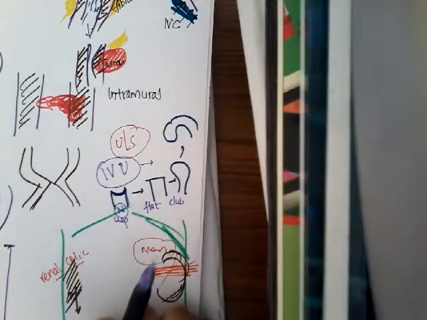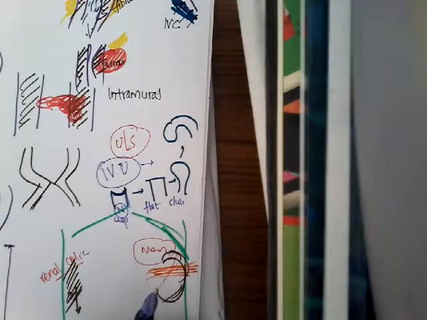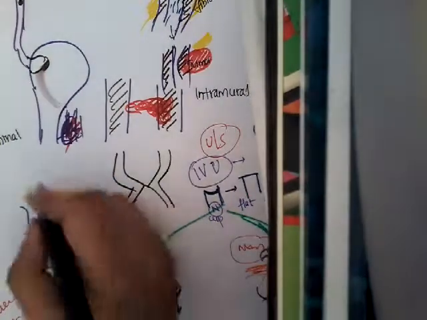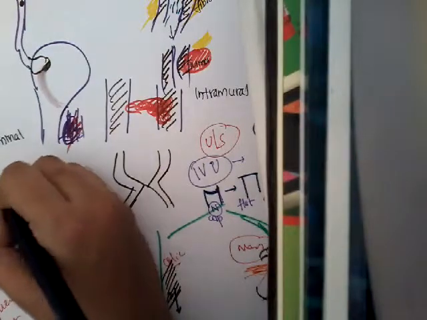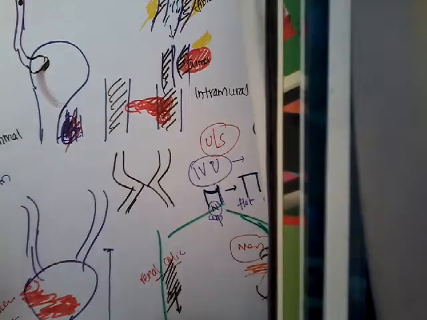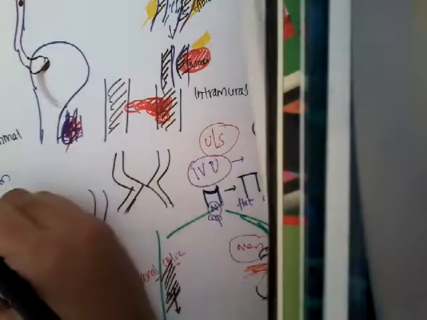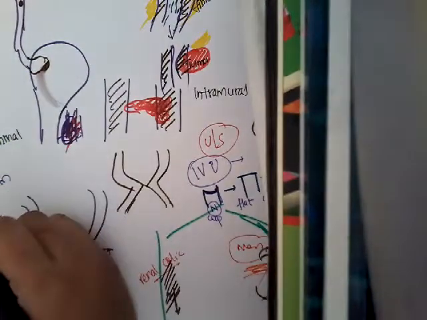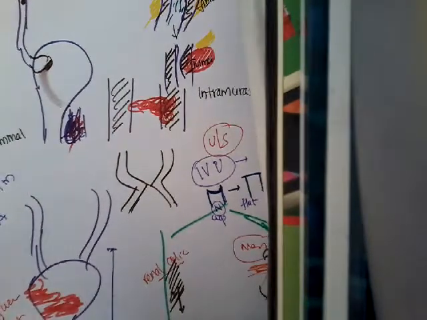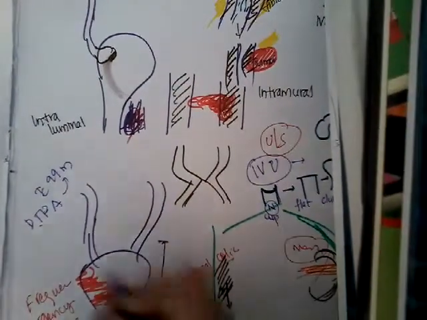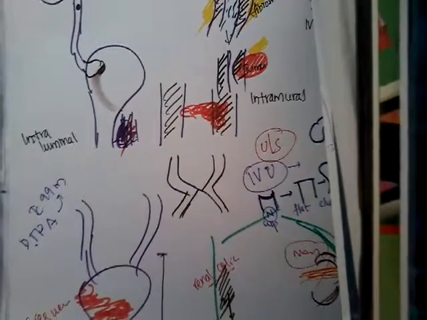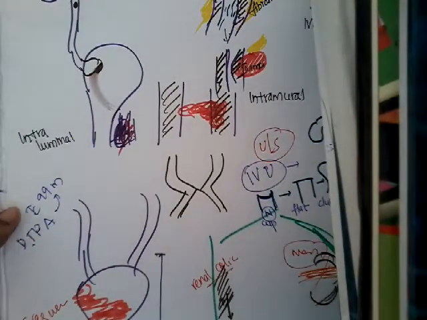And then you can also do isotope renography. Here we give an isotope labeled with technetium 99m. Mostly we give DTPA, which is diethylenetriamine pentaacetic acid, labeled with technetium 99m.